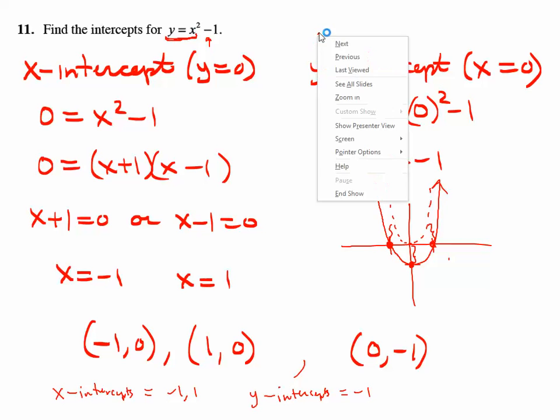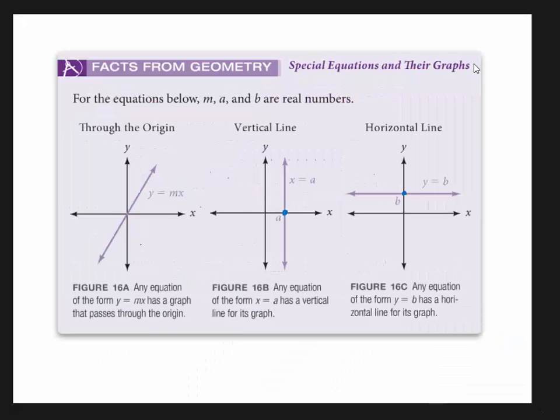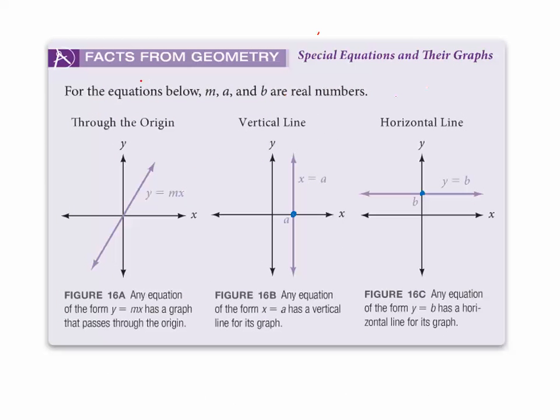Okay, quick recap here for 3.1. So some facts from geometry. We looked at this line right here, a line that goes through the origin. Y is equal to mx, goes through 0, 0. Then we have some weird lines here. We have something called a vertical line. It's a special straight line. This one goes up and down. And the equation for it looks like this. It's just x is equal to a.